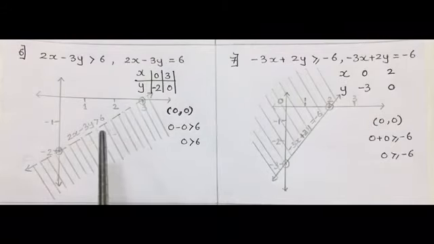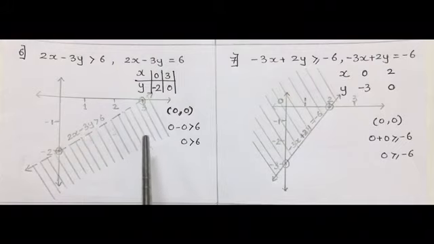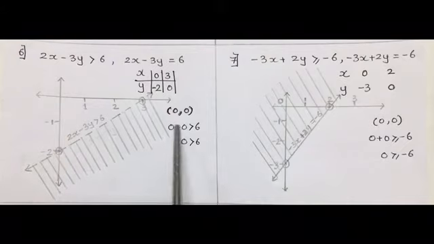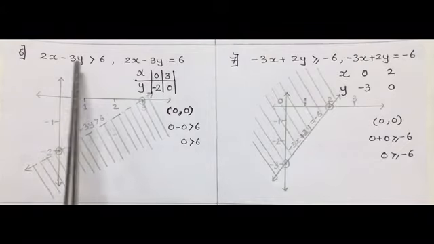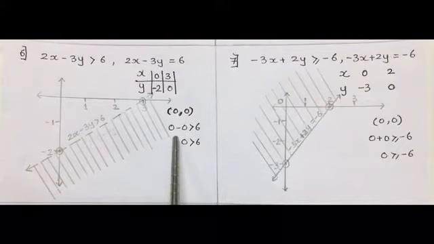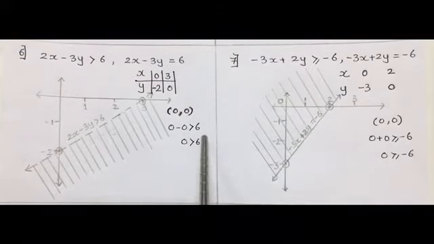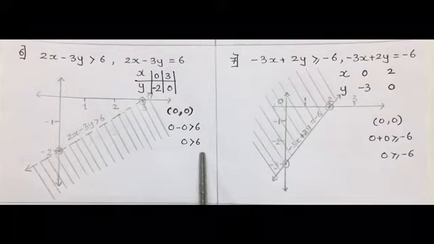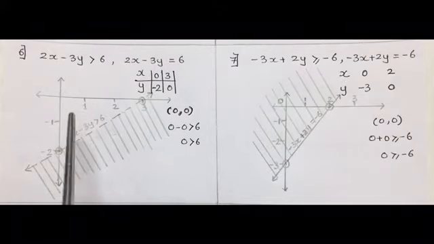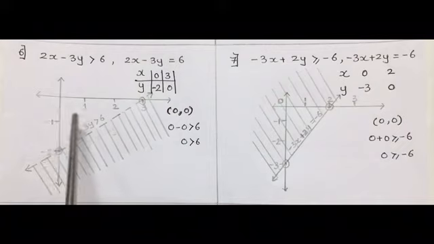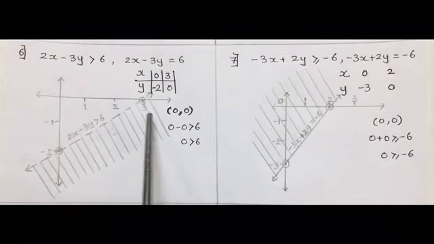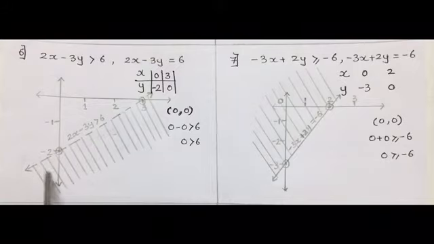Now to which side is to be shaded, we will take 0, 0, that is the origin. Keeping 0, 0 in this inequality, 0 minus 0 is greater than 6. So 0 is greater than 6 is not correct. So towards 0, 0 we don't have to shade it. It will be shaded just on the opposite side of 0. So here the opposite side of 0 is being shaded. The side towards 0 is not to be shaded.